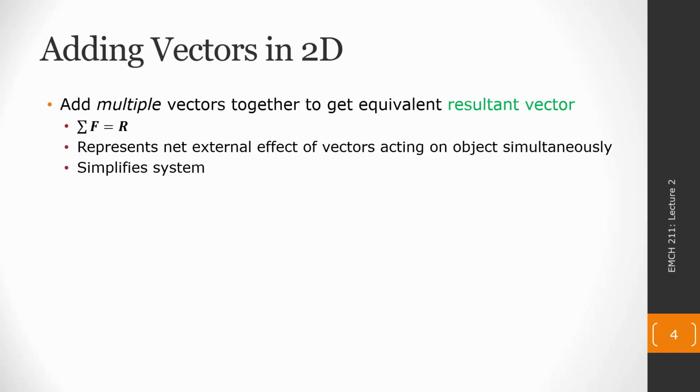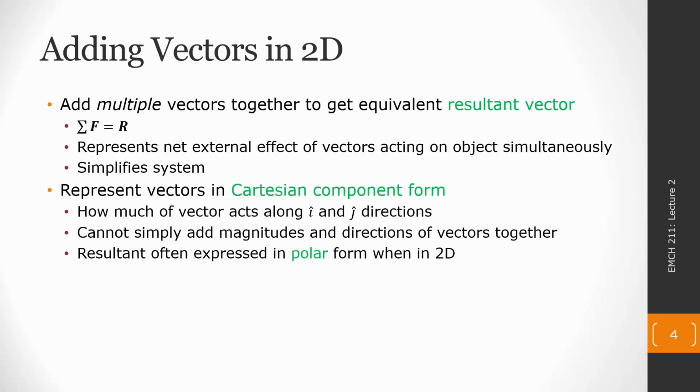Now, before we proceed with adding our 2 vectors together, what we're going to want to do first is make sure that all the vectors that we want to add together are represented in what we call the Cartesian component form. And what the Cartesian component form does, as we saw in the previous slide, is it's going to break down our vector into what we call the i and the j components, or the i and the j directions.